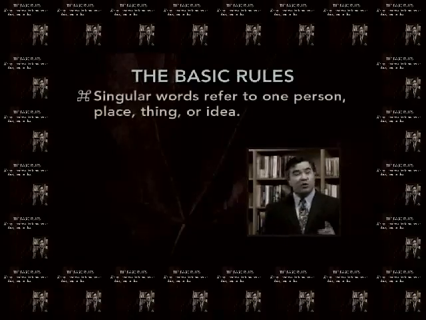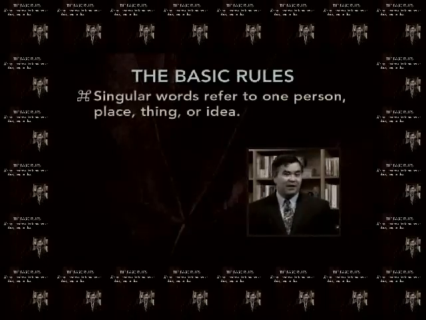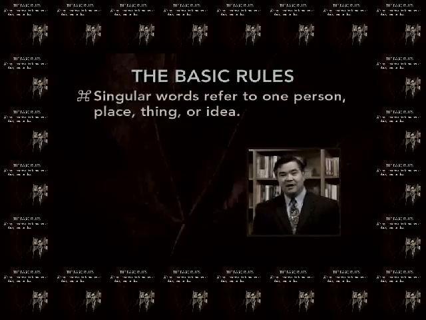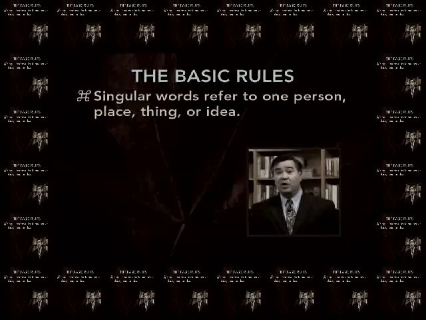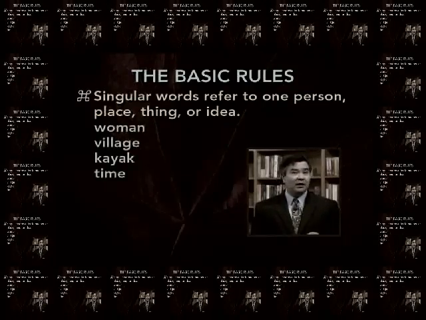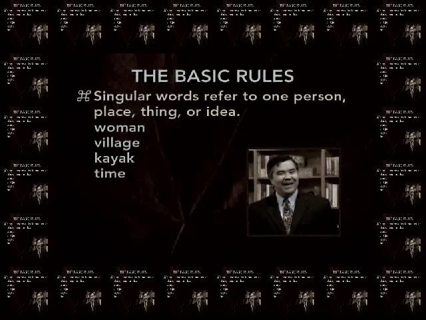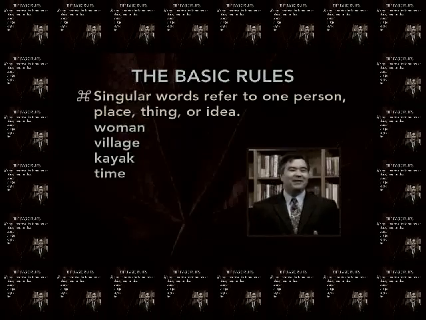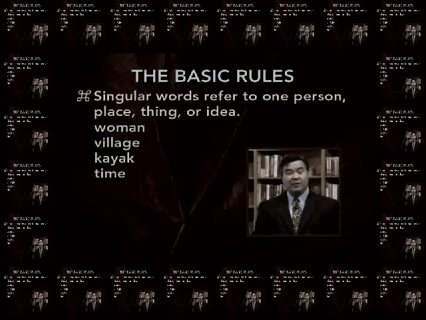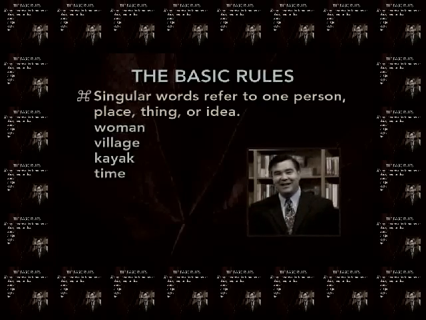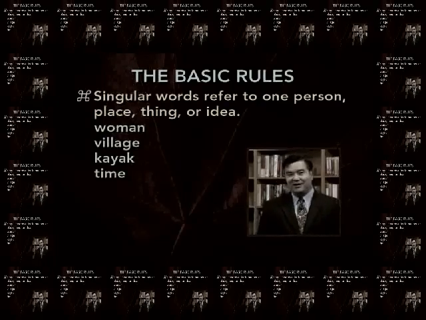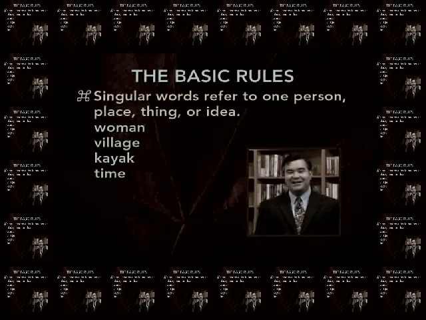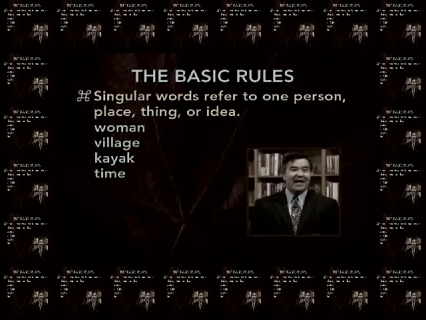Singular words refer to one person, place, thing, or idea. Here are a few examples of singular words: woman, village, kayak, time. Each of these refers to one person, place, thing, or idea. A woman is a person, a village is a place, a kayak, which is a kind of boat, is a thing, and time is an idea.